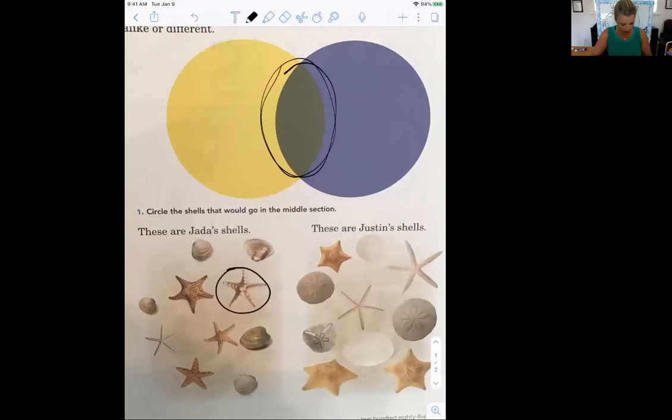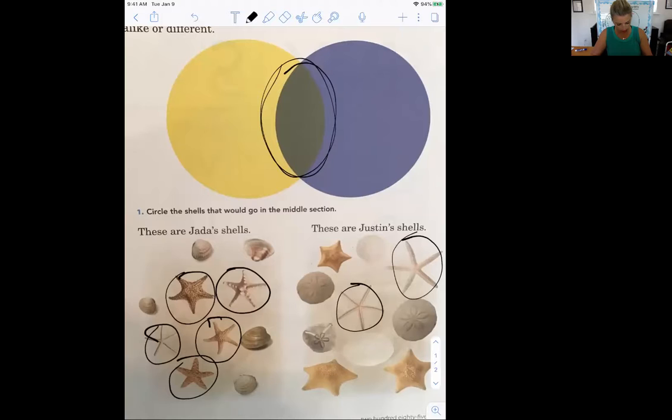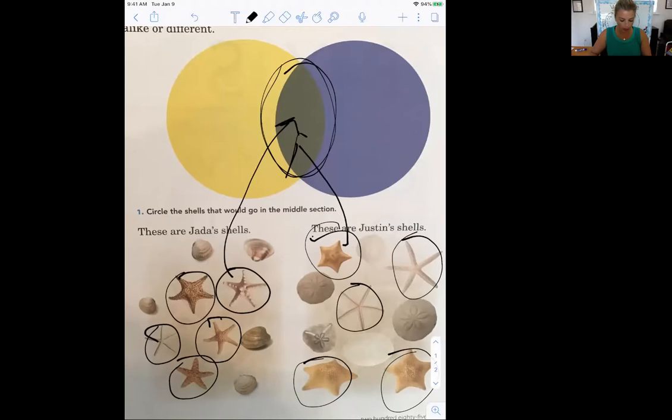So here's a starfish, there's one, there's one, there's one, there's one, there's one. Those are Justin's. And this is a starfish. So they both have starfish. Okay, did we see that? So Justin has starfish and Jada has starfish. So they go into the middle. Okay? So let's go ahead and turn it to the back side of our paper.